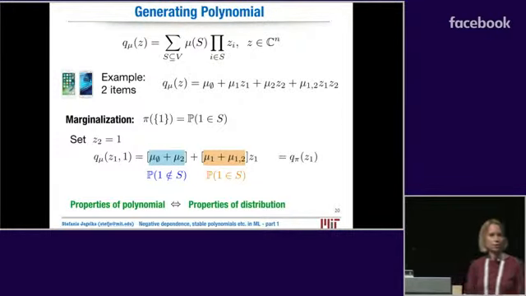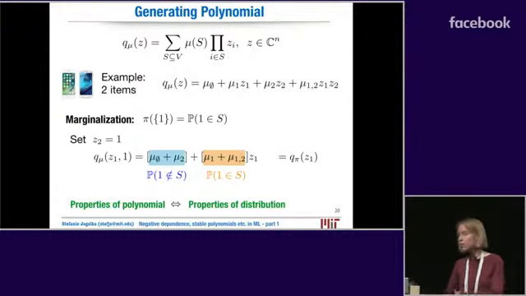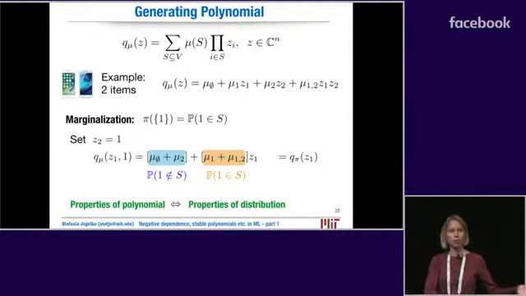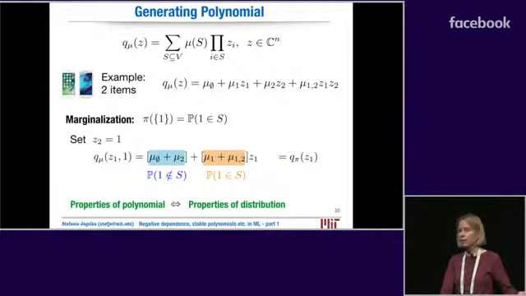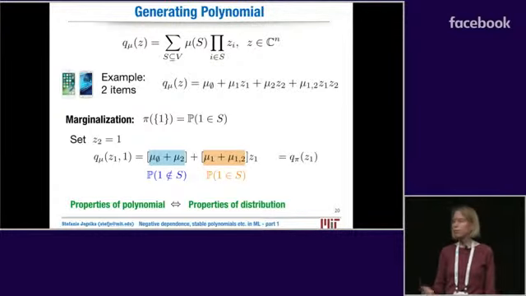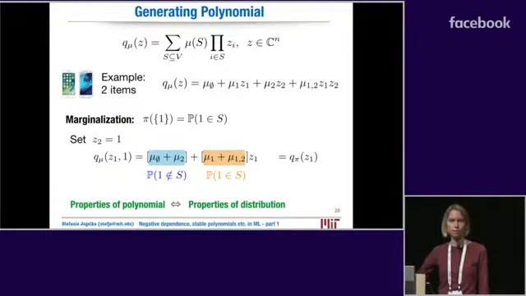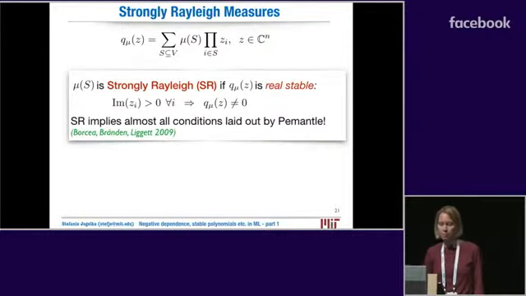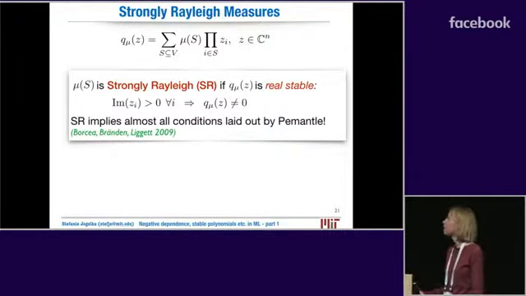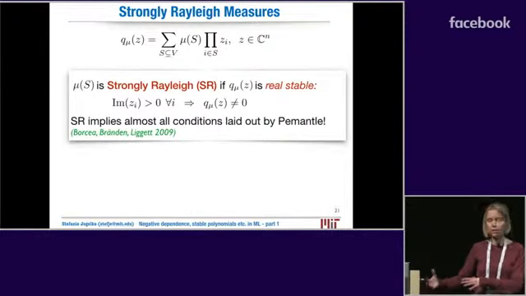And you can imagine that if there are certain operations I can do on the polynomial that work on the distribution, properties of the polynomial should also translate into properties of my distributions and vice versa. And that actually holds true. The specific property that we will be after here relates to the zeros of this polynomial, so which z's make this polynomial 0 or don't make it 0. In a landmark paper in 2009, Borcea, Brändén, and Liggett defined this family of distributions called strongly Rayleigh measures. And these are defined exactly via these generating polynomials.